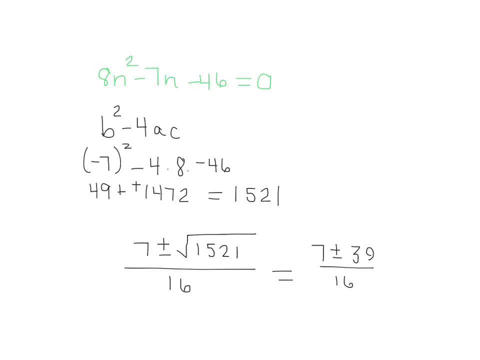If I take 7 plus 39, I get 46. 46 over 16 reduces to 23 over 8. If I use the minus, 7 minus 39 is negative 32. Negative 32 over 16 is negative 2. Those are my two solutions. If I plug them into the original equation, I'll find out that the two sides do in fact come out equal to one another.